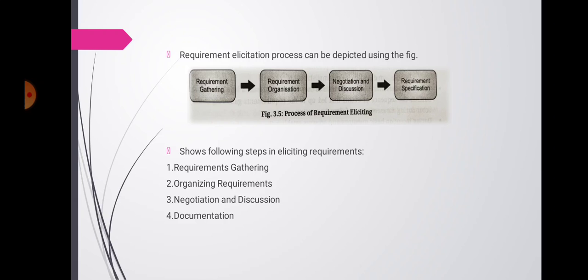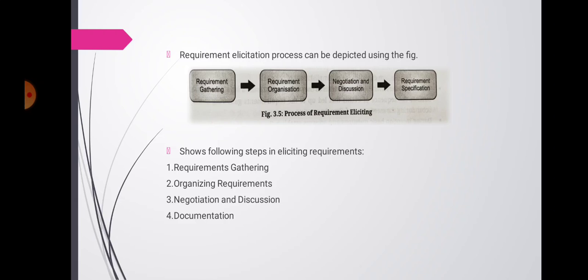Then the third step is negotiation and discussion. If requirements are ambiguous or there are conflicts in the requirements of various stakeholders, then they are negotiated and discussed with stakeholders. Requirements may be prioritized and reasonable compromises made.